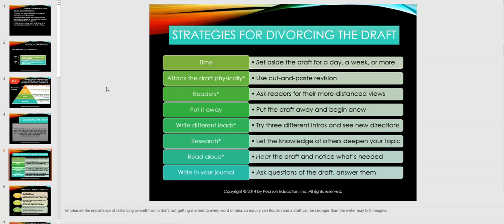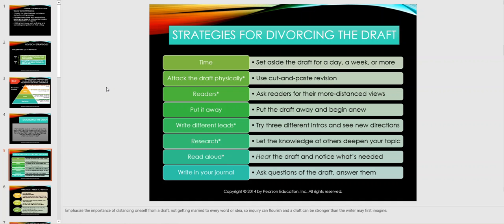Sometimes research helps. Let the knowledge of others deepen your topic. You've done some source searching there for SA3. How are you using the knowledge in those sources? Are you integrating appropriate quotes? Do they apply to your topic and move the topic, the conversation, further?